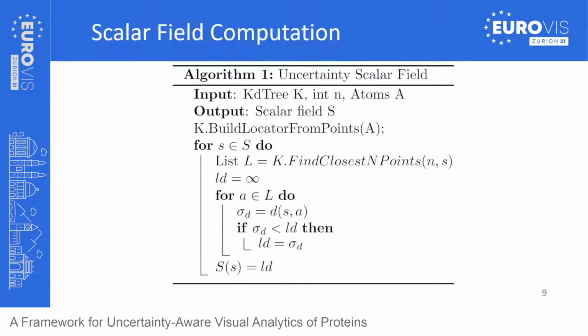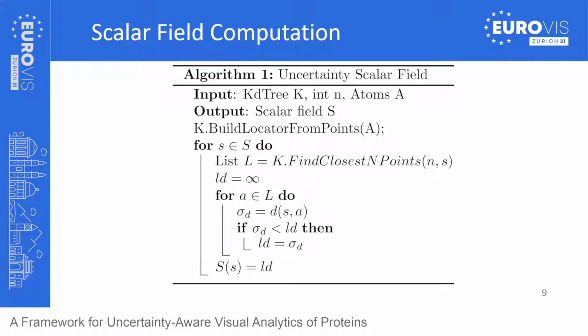Now this distance metric we just saw has to be used to create the scalar field. So let's have a look at the basic algorithm for all the protein representations. First, a KD tree is filled with the center positions of all atoms in the dataset. Then, it is used to find the n closest atoms to a scalar center.